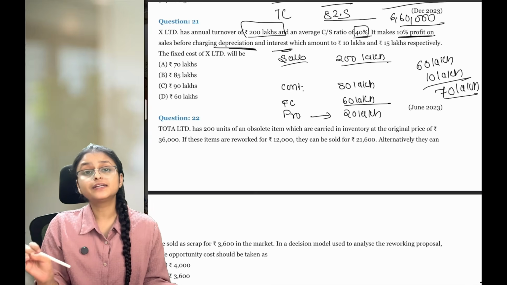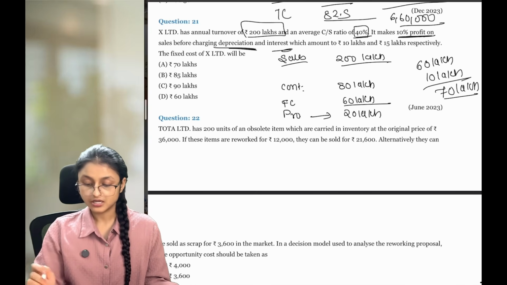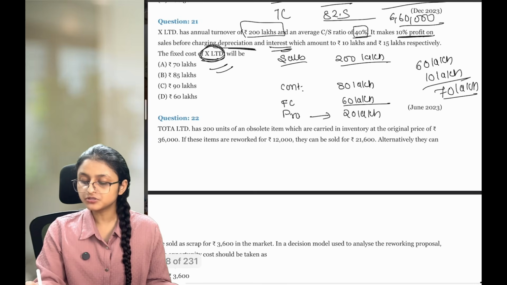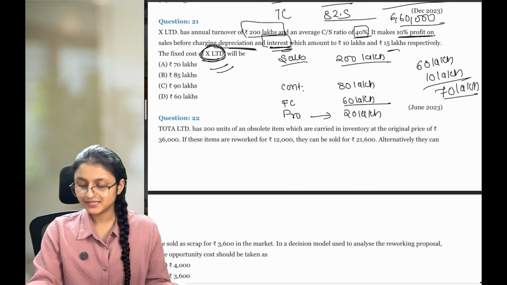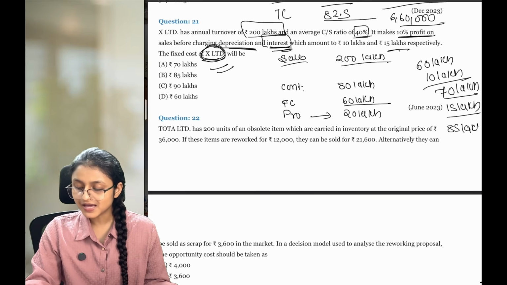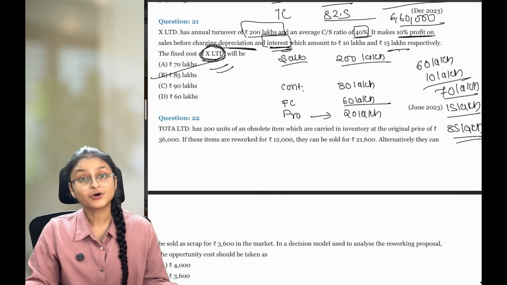But we are not calculating the operation related only fixed cost. The question says you need to calculate the fixed cost for the company. And for the company, this interest is also a fixed cost. Hence, this fixed 15 lakh should also be considered here. And we are getting 85 lakh as the fixed cost for the company.